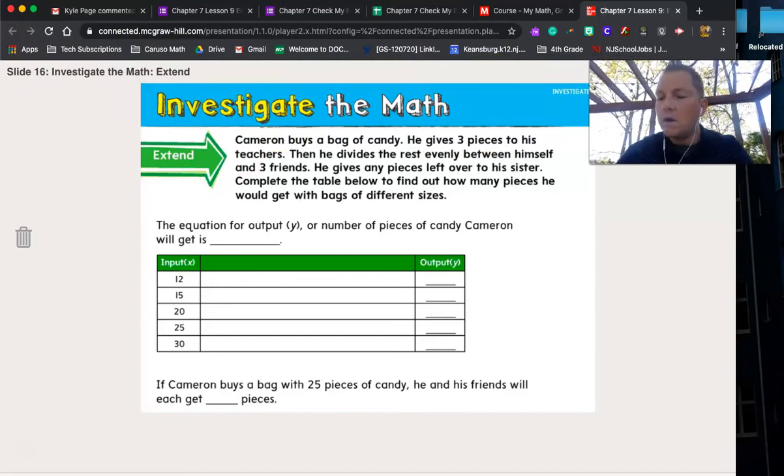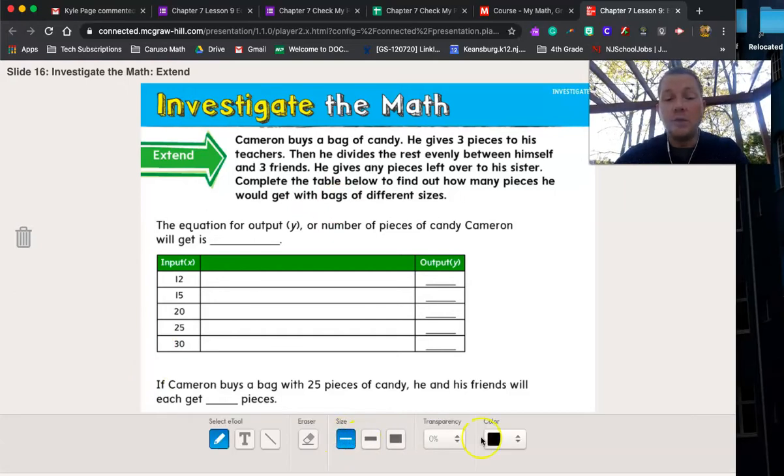Okay, so let's take a look at a question like this. It says, Cameron buys a bag of candy. He gives 3 pieces to his teacher. He then divides the rest evenly between himself and 3 friends. He gives any pieces left over to his sister. Complete the table to show how many pieces he would get in a bag of different sizes. So this is where we have to create our own equation. It's not telling us what the equation is. So we're going to have to read through this question carefully and try to pull it apart.